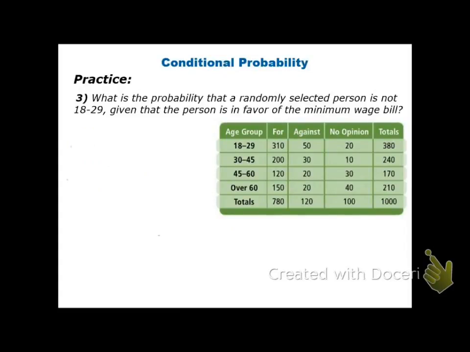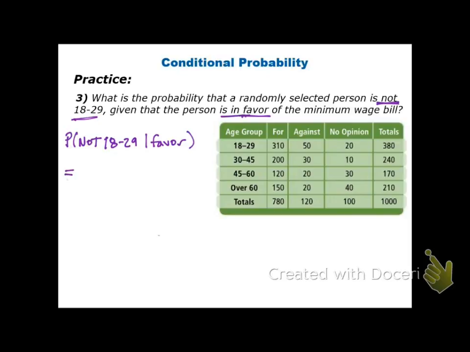What is the probability that a randomly selected person is not 18 to 29, given that the person is in favor of the minimum wage bill? So keywords here are not 18 to 29 and in favor of the minimum wage bill. So we're looking for the probability that someone is not 18 to 29 given that they are in favor of the bill.